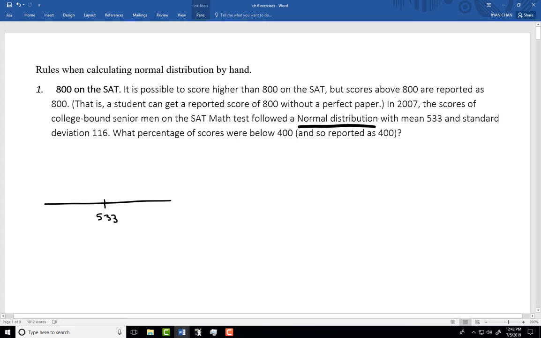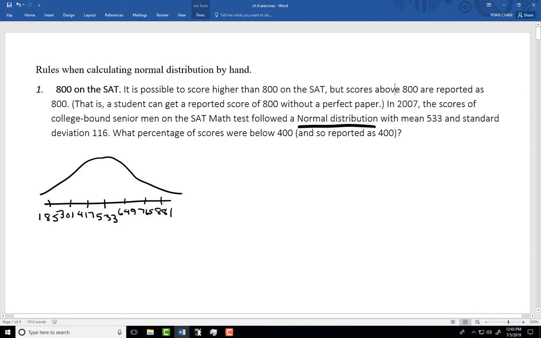Each time I'm going to go up by 116. So I'm going to do 649, 765, and 881. And then I'll subtract 116 as I go along, right? So this is 417, and then 301, and then this is 185, okay? So I have a curve like this. Again, just do your best.